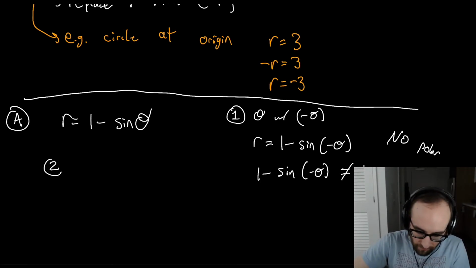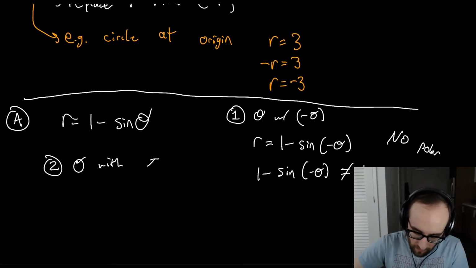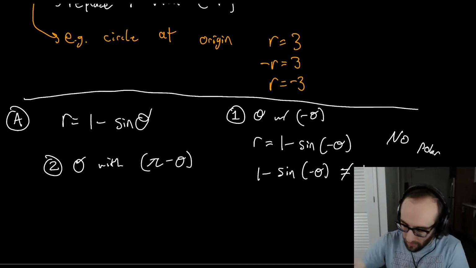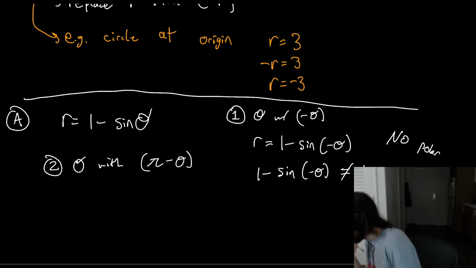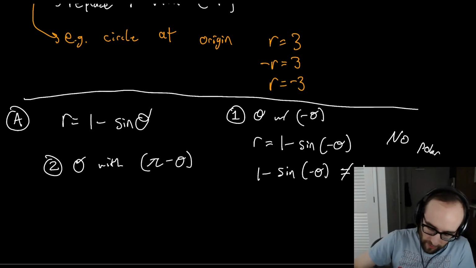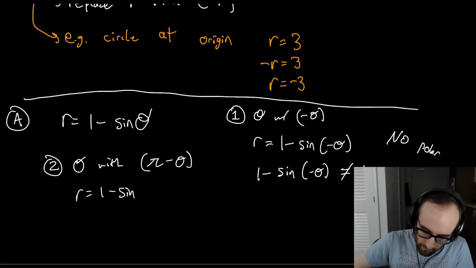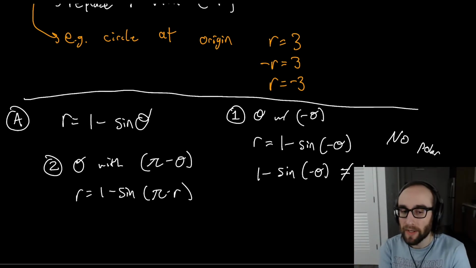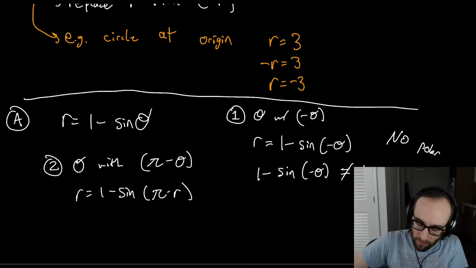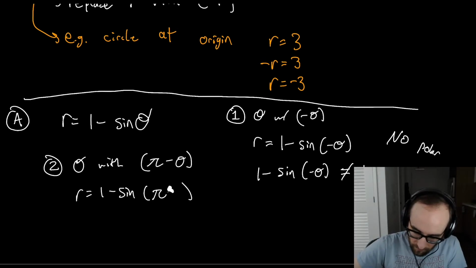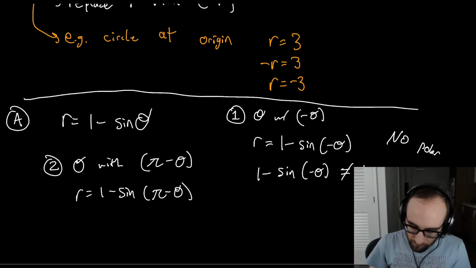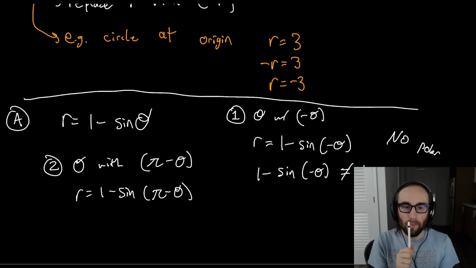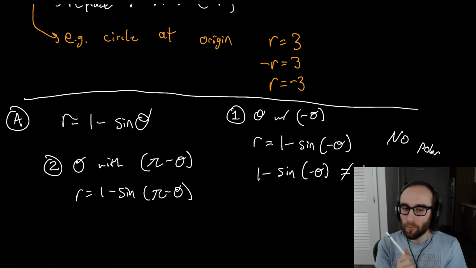Next, we could check replacing theta with pi minus theta. Here, we end up with r equals 1 minus sine of pi minus theta. And here we actually have a special situation where if we take the sine value of theta and of pi minus theta, we end up with the exact same sine value.